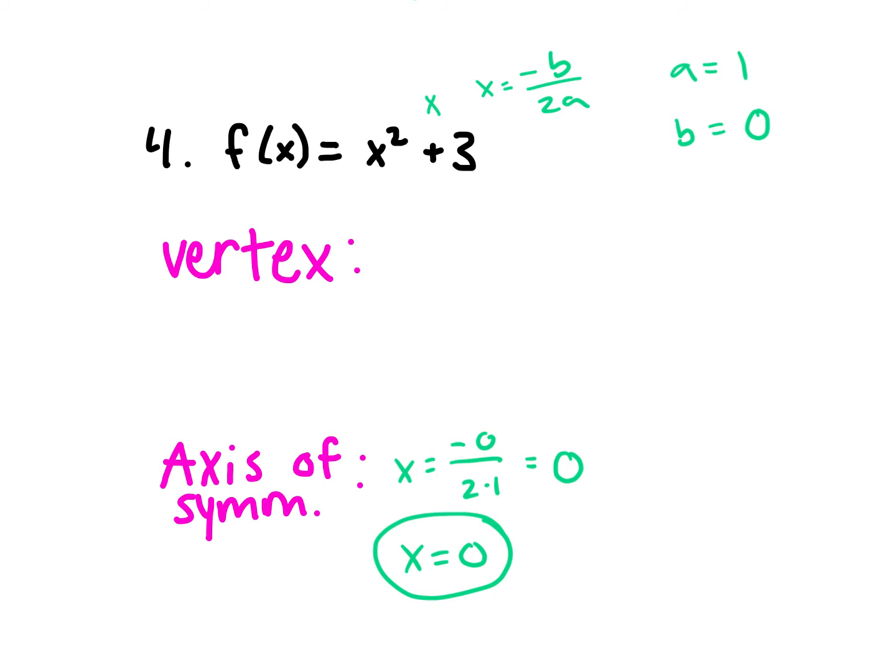What is my vertex? 0. And then how do I find the second number in my vertex? Plug in for x. So I have 0 squared plus 3. What's 0 squared? 0. And 0 plus 3? 3. So the second number in my vertex is 3.